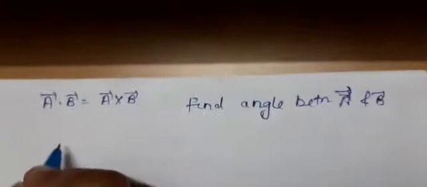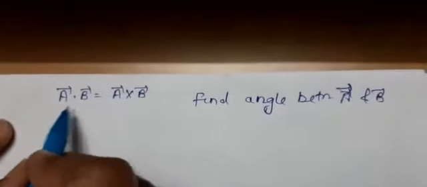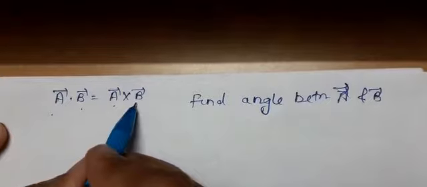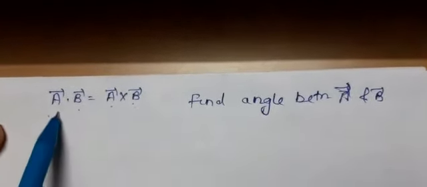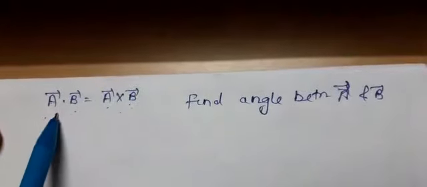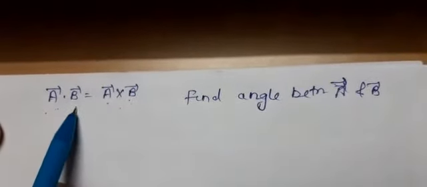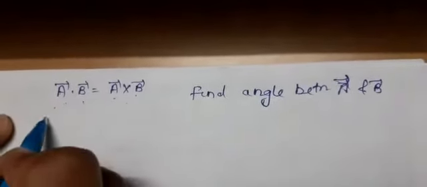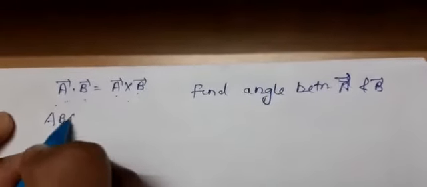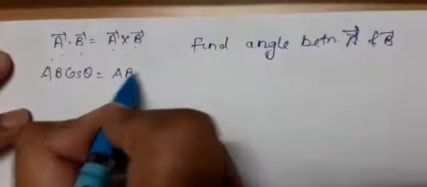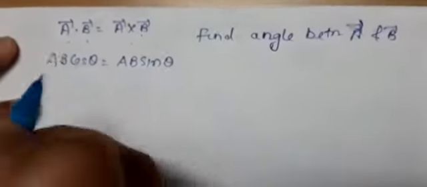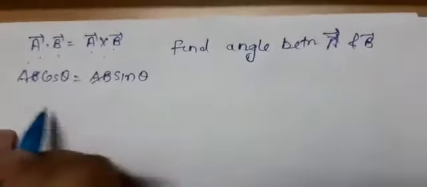So now one conceptual problem is there. If A dot B equals A cross B, find the angle between A and B. So what to do? Here in this problem you have to use both the results, dot product and cross product. As per A dot B, this is AB cos theta. As per cross product, A cross B is AB sin theta. So now here AB will be common, cancelled out.